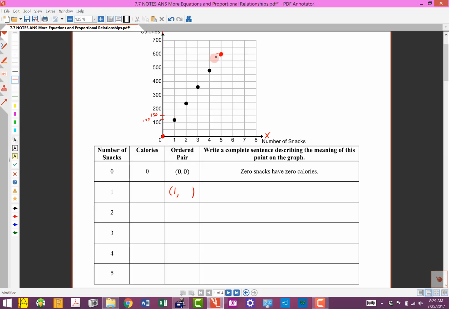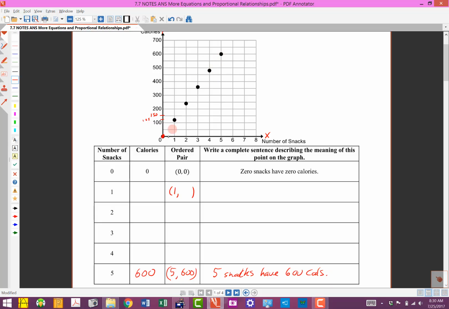I think everybody would agree that this one is right on that grid line right there, right at that intersection. So this is 5 snacks and 600 calories. So 5 snacks, 600 calories. So we're going to write 5 comma 600. And what it means is 5 snacks have 600 calories.